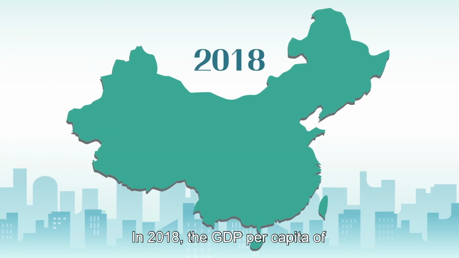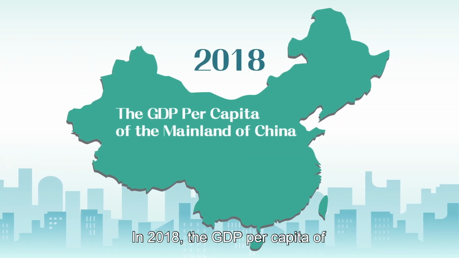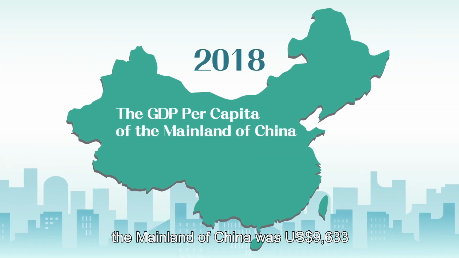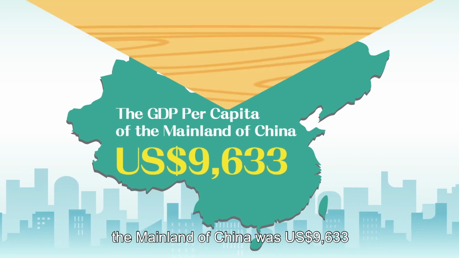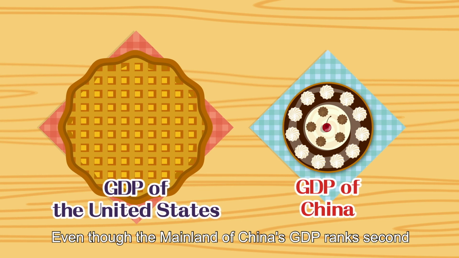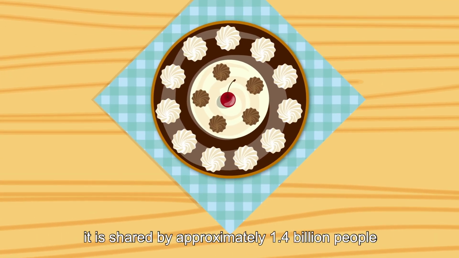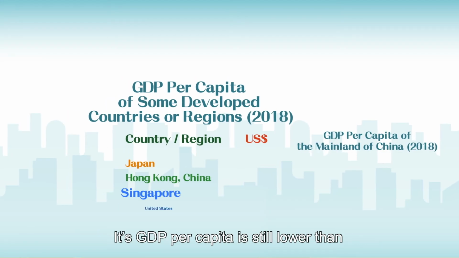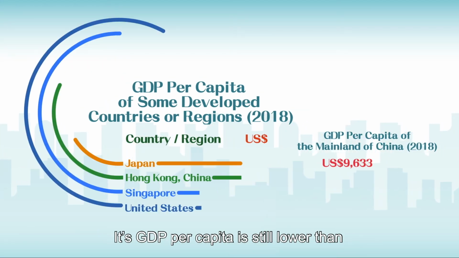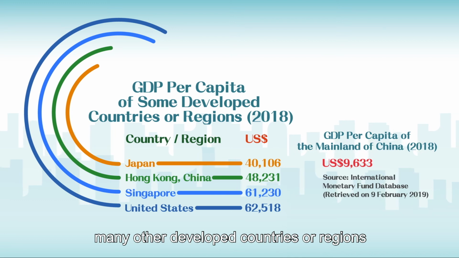In 2018, the GDP per capita of the mainland of China was $9,633. Even though the mainland of China's GDP ranks second in the world, it is shared by approximately 1.4 billion people. Its GDP per capita is still lower than many other developed countries or regions.